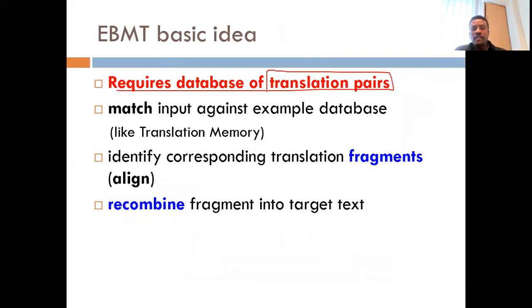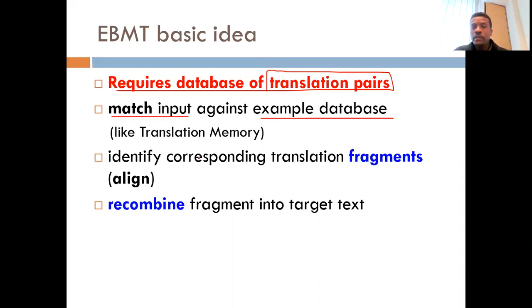Mind you, in statistical machine translation, once you build the model, you don't need the data, because the probability model contains every word and every phrase in the bytext. But in example-based machine translation, the whole data should be available throughout. What it does is match the input against the examples in the database. That's why we call it a translation memory. Every translation stored as a bytext is a translation memory.